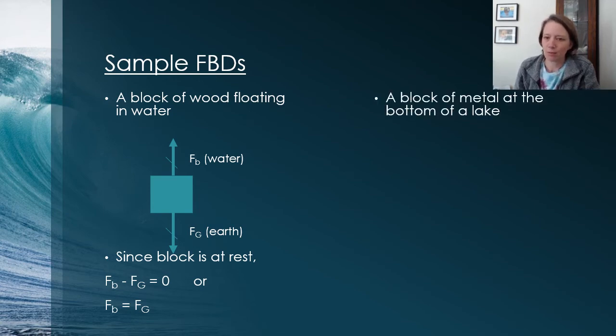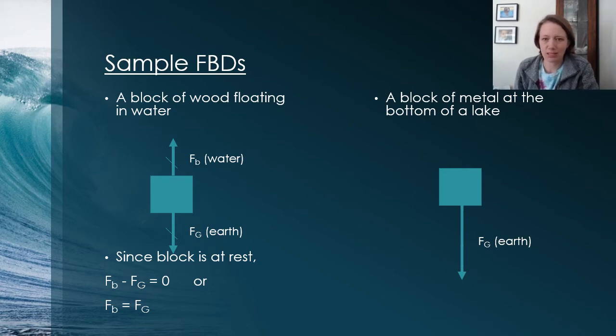Second free body diagram, a block of metal at the bottom of a lake. So pause. Okay, starts the same way. We've got our object, and I'm going to put gravity on that block of metal as well. I drew that force a little bit longer than the block of wood, although I actually don't know that it is. We didn't get the masses of these objects, but just for fun, I drew it bigger.